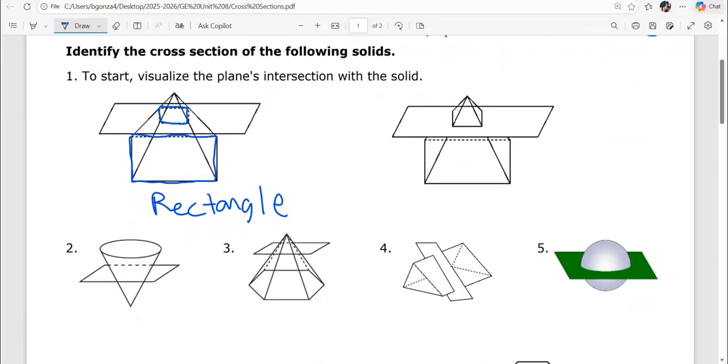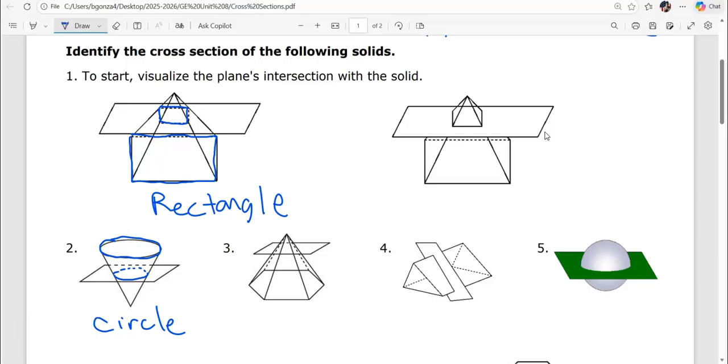Okay, now, here's the dealio. On number 2, does everyone know number 2 is a cone, right? What is the base of a cone? Y'all can see it right here. The base of a cone is a circle. So if I cut parallel to that circle, I'm going to get another circle. So go ahead and, if you want to draw that little slice, it's a circle. Go ahead and write circle.